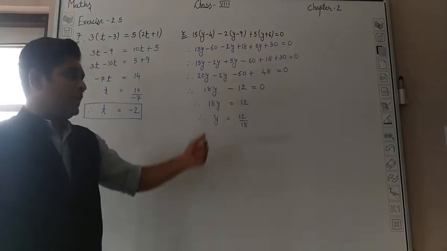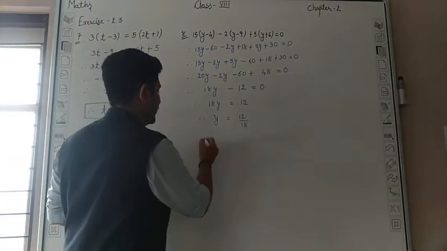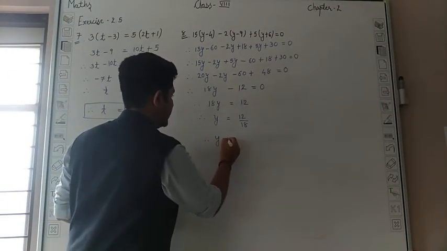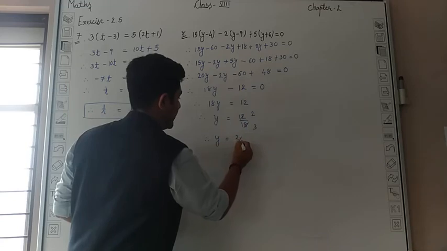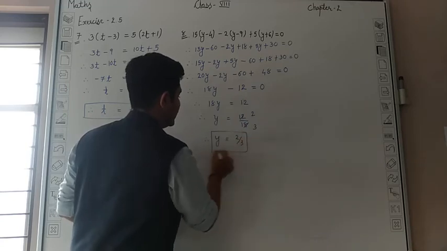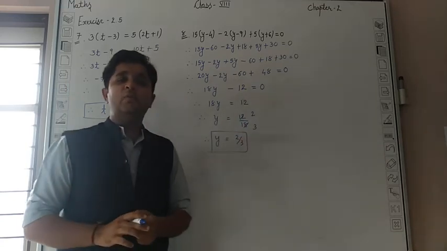Now we have to cancel them. Both are in the table of 6. 6 times 2 is 12, 6 times 3 is 18. So y is equal to 2 by 3. So here we got the answer: y is equal to 2 by 3.